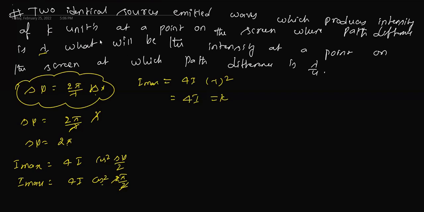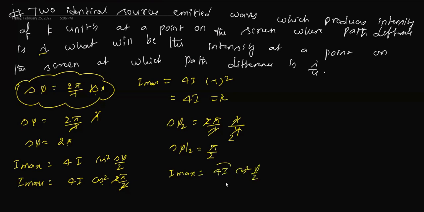Now where do we need to find this k value? Wherever the path difference is lambda by 4, at that place we need to calculate the intensity. So delta phi 2 equals 2 pi by lambda into delta x, which they told in the question as lambda by 4. Lambda cancels, 2 by 4 gives 1 by 2. Delta phi 2 equals pi by 2. Therefore, the formula we had earlier is 4i into cos square phi by 2. Here the 4i value is k, I'm just writing k here.